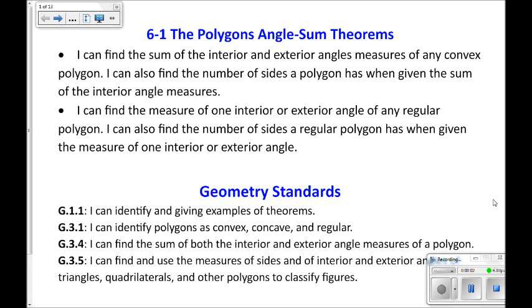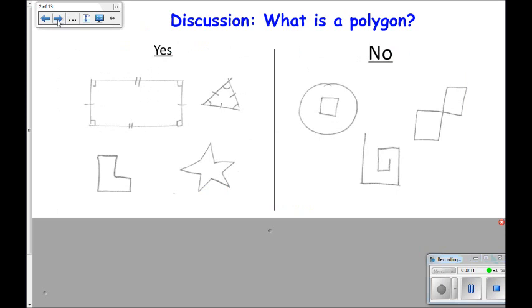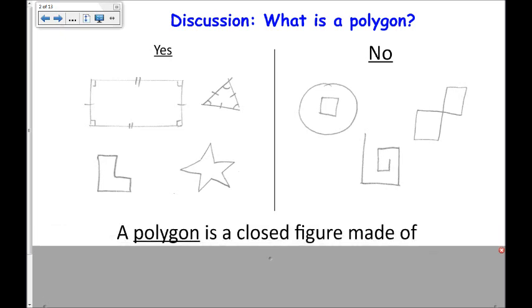This video is about the polygon angle sum theorems, and we're looking at angles inside and outside of polygons. So first, let's talk about what a polygon is. On the left are a couple of examples of things that are polygons, and on the right are things that are not. Now, there's a couple things that I'm hoping that you notice. One is that on the left, they are all closed figures, whereas this one is not a closed figure.